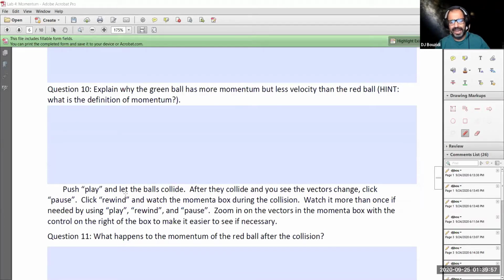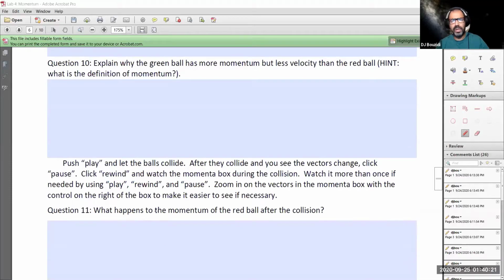Okay, push play and let the balls collide. After they collide and you see the vectors change, click pause, click rewind, and watch the momenta box during the collision. Watch it more than once, and then play and zoom, play and pause, until basically you know exactly what's going on. So let's stop this and do exactly what it says to do.